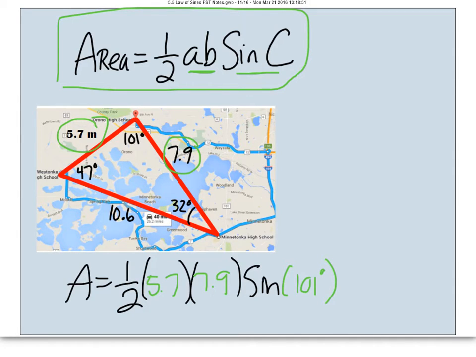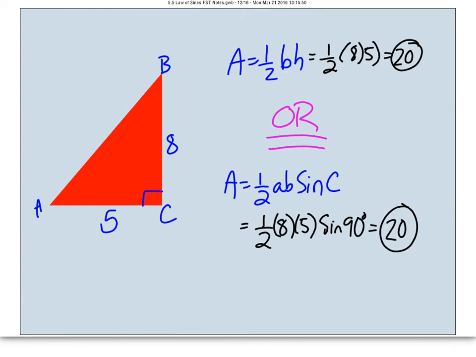Yet, there's a third one I could have done. If I wanted to, I could have chosen to use the 5.7 and the 10.6 as my sides. So if we do that, you use the angle created by those two sides, so the sine of 47 degrees. All three of these are going to give you the exact same answer. You wouldn't do all three, you would just pick one of them and find the area of the triangle that way.